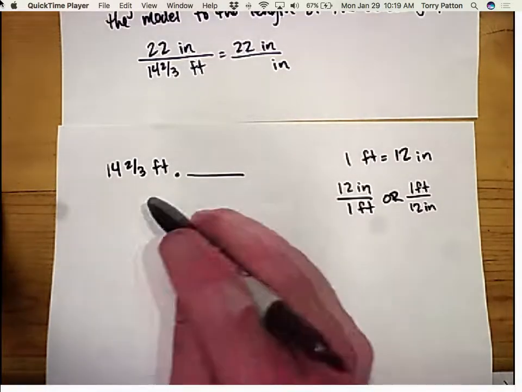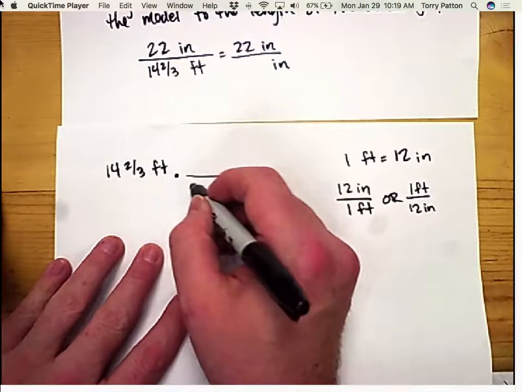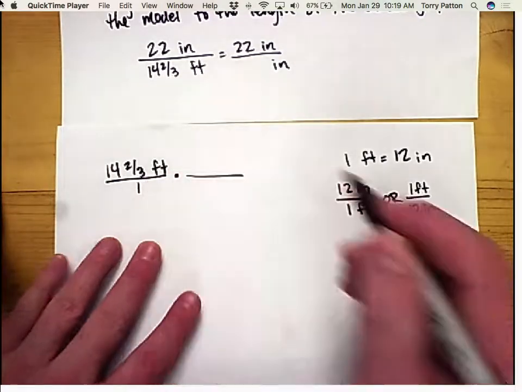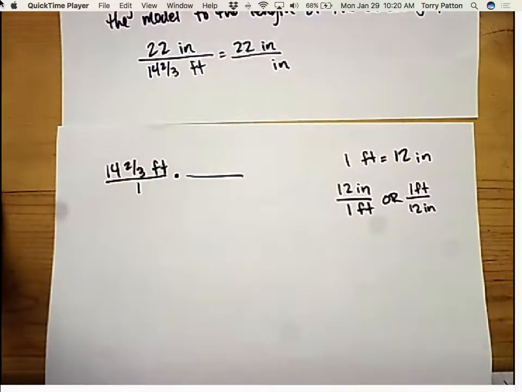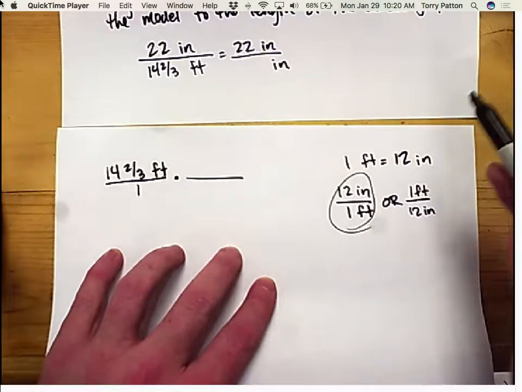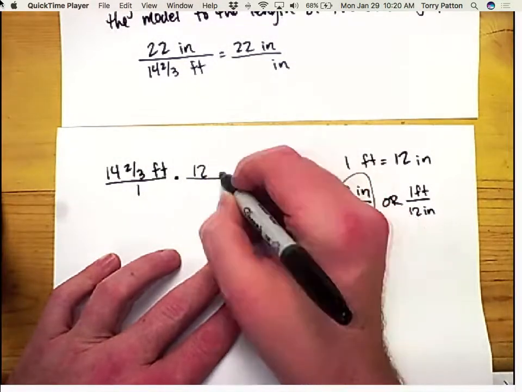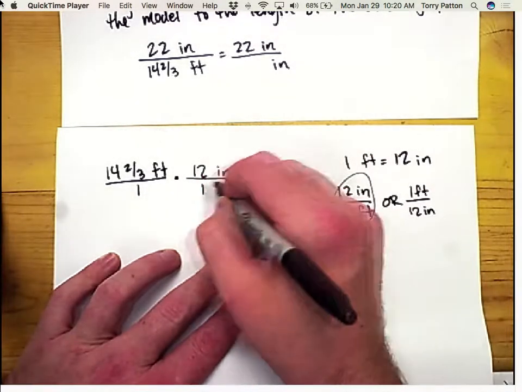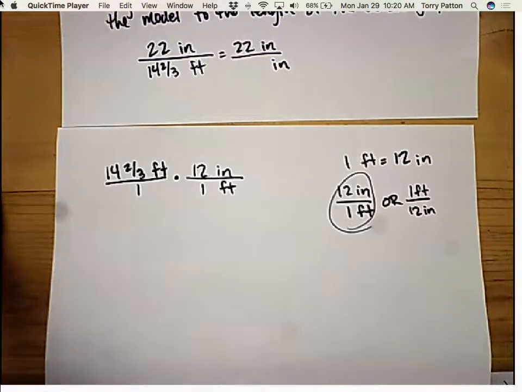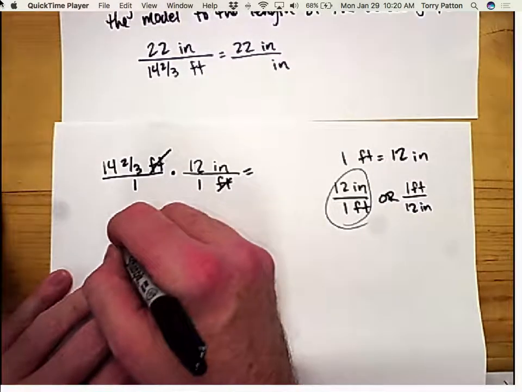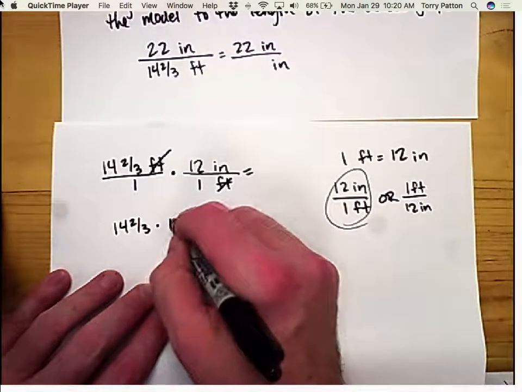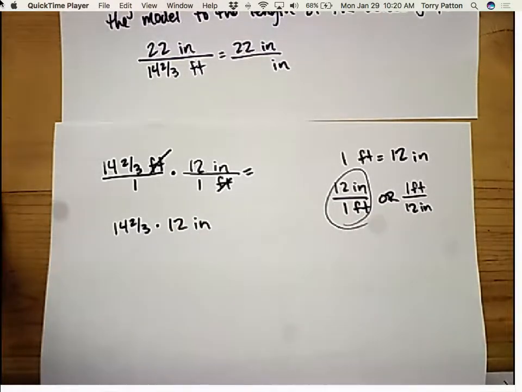Now, if we want to multiply this by this, it needs to be a fraction too, so let's put it over 1. If we're wanting to get rid of feet, so we want feet to cancel, where do feet need to be in our fraction? The bottom, so it would cancel with feet on the top. So we're going to choose this one. So we're going to multiply by 12 inches over 1 foot, right? If you do that, the feet cancel. On the top, we've got 14 2/3 times 12 inches. And on the bottom, we got 1 times 1, which is 1.